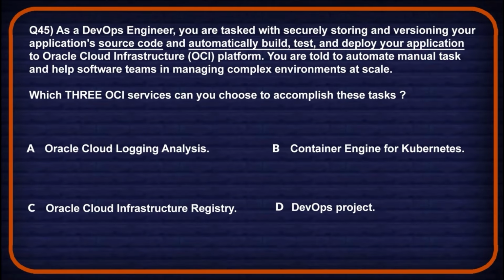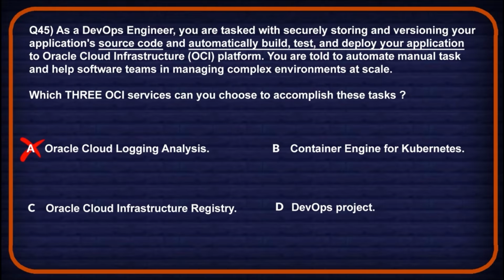Option A, Oracle Cloud Logging Analytics. Logging Analytics supports observability and troubleshooting, not CI/CD automation or source code management. So option A is not looking like a good answer. Moving on to option number B, Container Engine for Kubernetes. Container Engine for Kubernetes orchestrates and scales containerized applications across OCI infrastructure. So option B looks like a good answer.